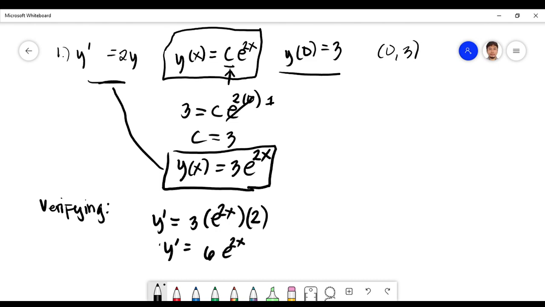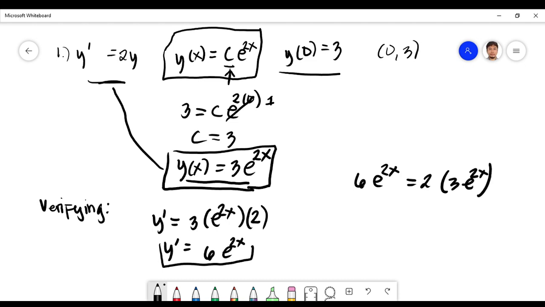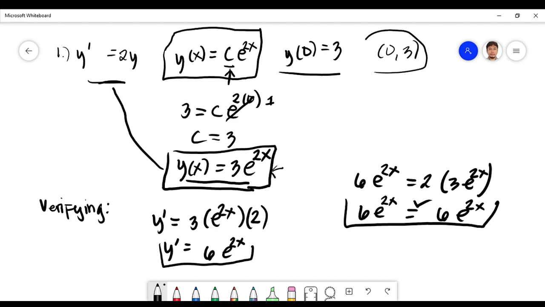Now, we substitute it back to our differential equation. So we have 6 e raised to 2x equals 2 times the value of y, which is 3 e raised to 2x. 6 e raised to 2x equals 6 e raised to 2x. Hence, the left-hand side and the right-hand side of the equation are equal. So this particular solution is a solution for our differential equation that passes through point (0, 3).